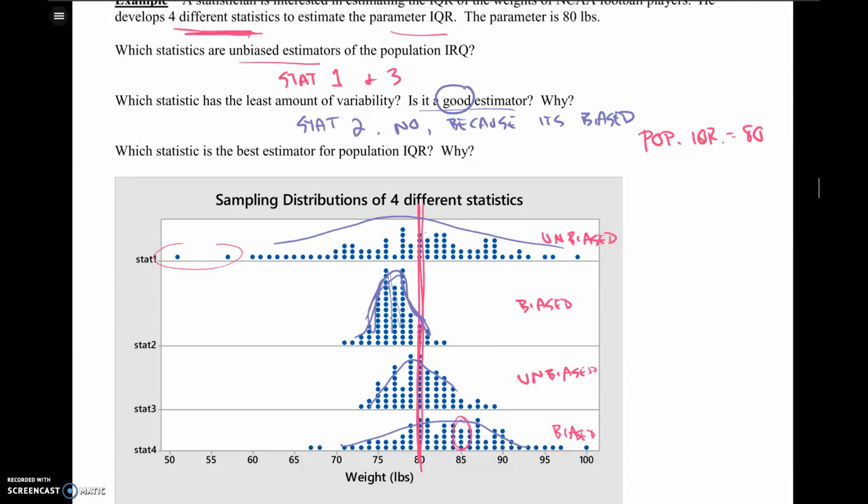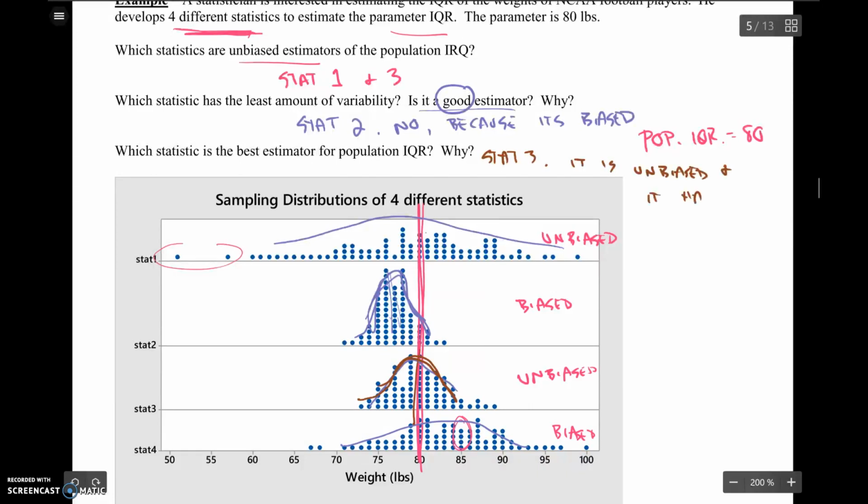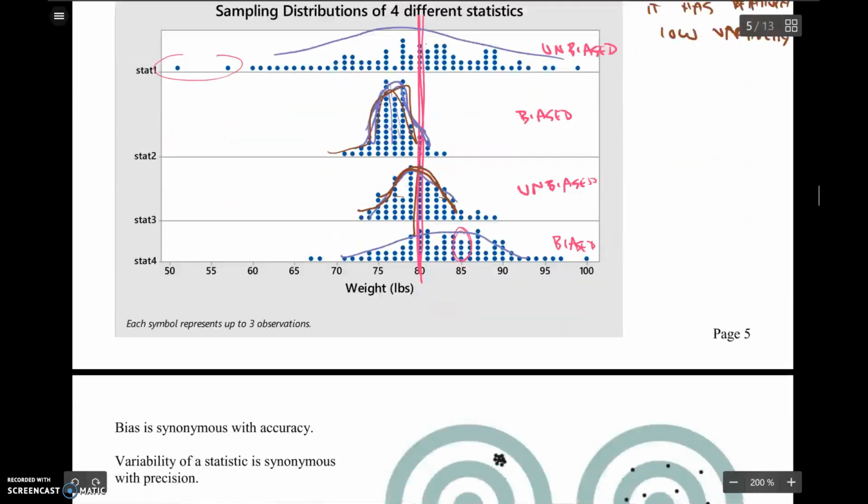Which statistic is the best estimator? Well, I would probably say this one. It's got relatively low variability and it's centered right. So I would say stat 3. Why? It is unbiased. So that's good. And it has relatively low variability. Not as low variability as this one, but because it's centered right, that's probably going to be the best one, right?